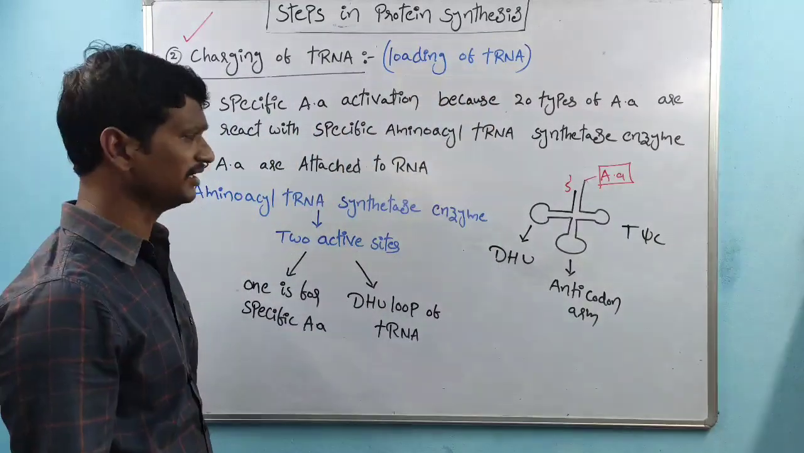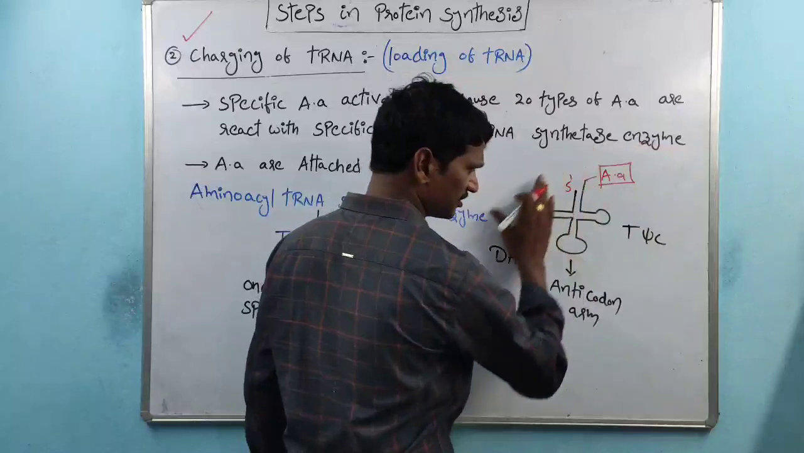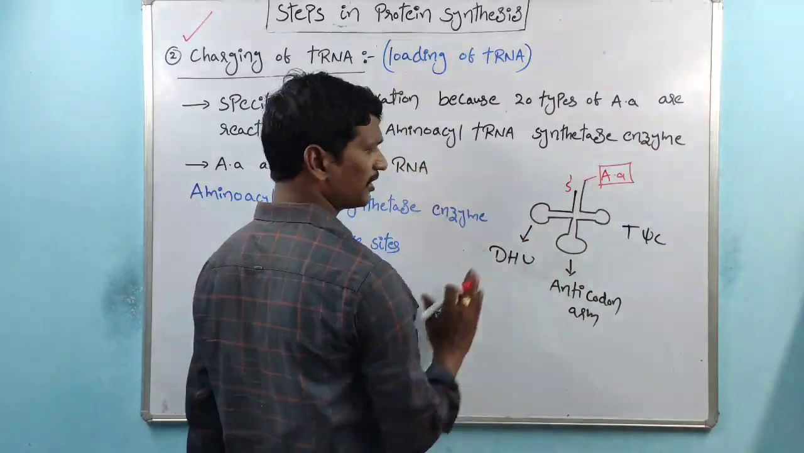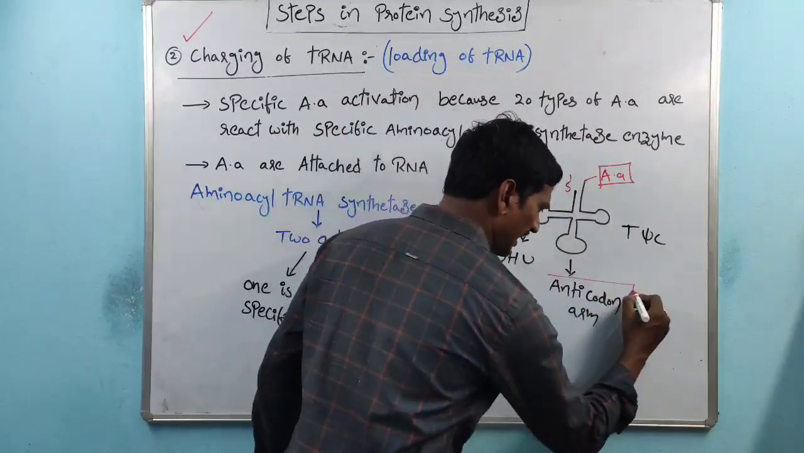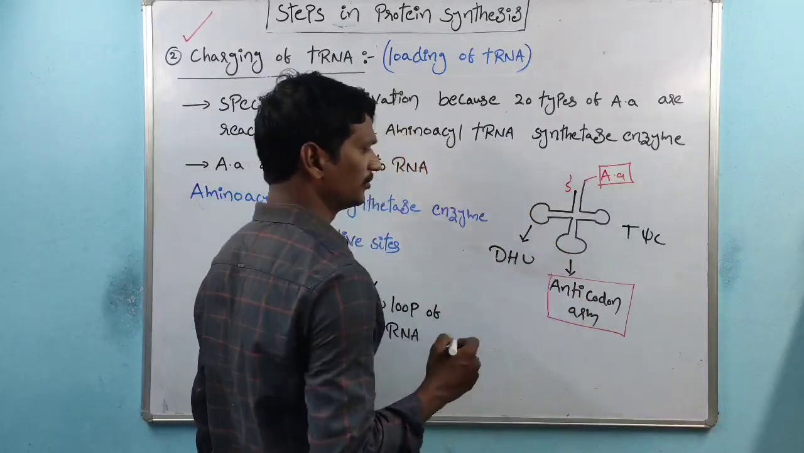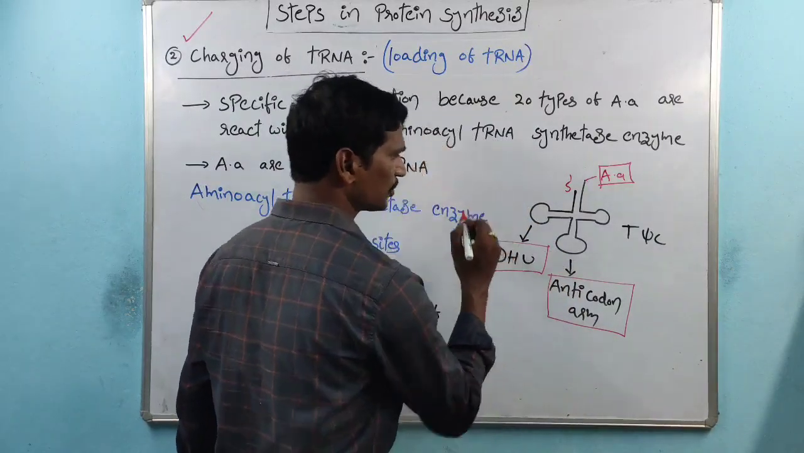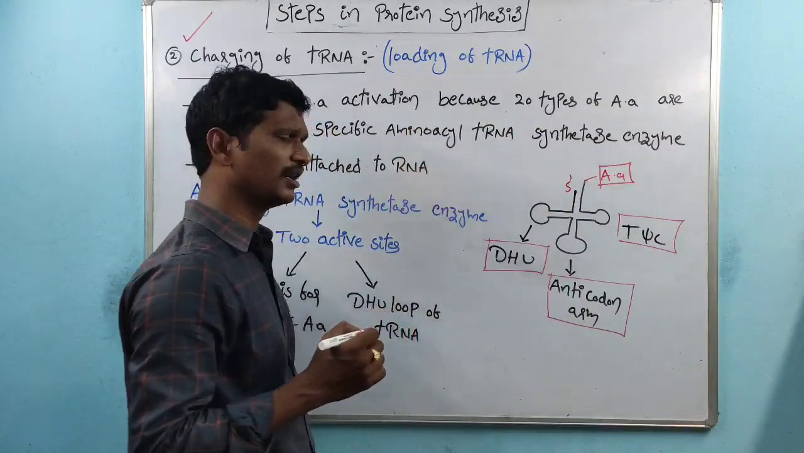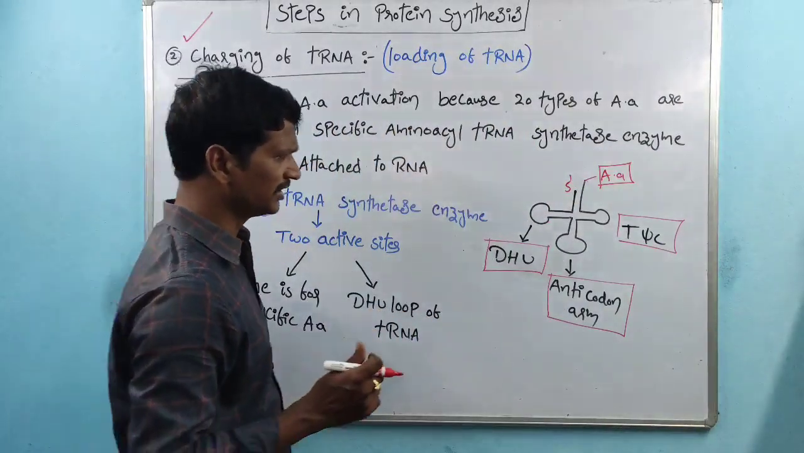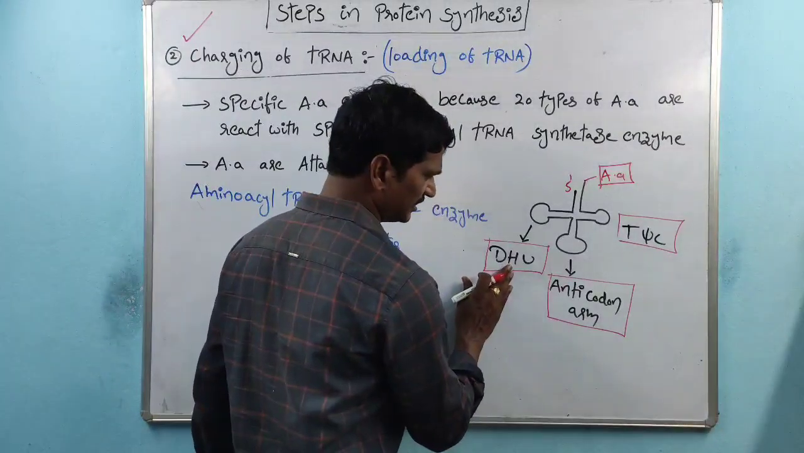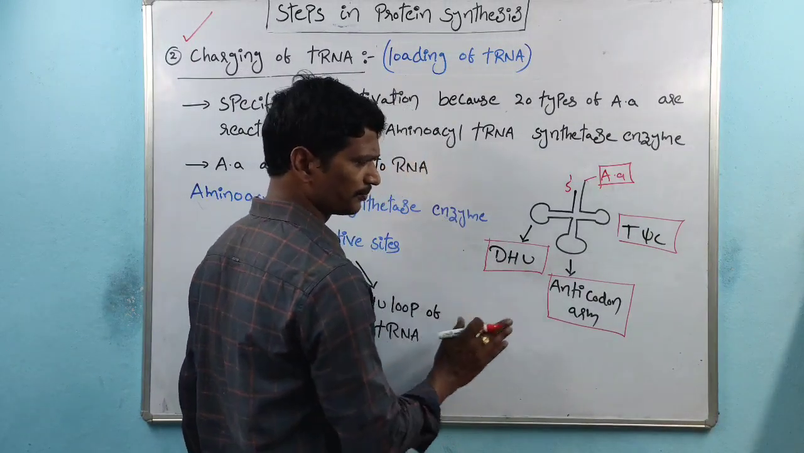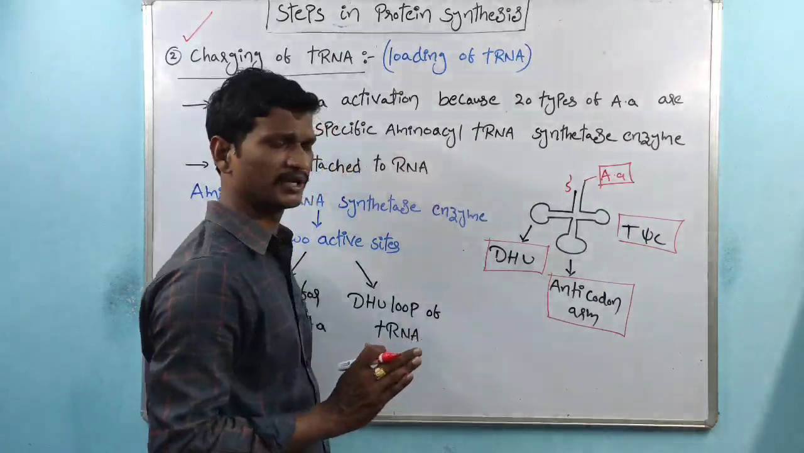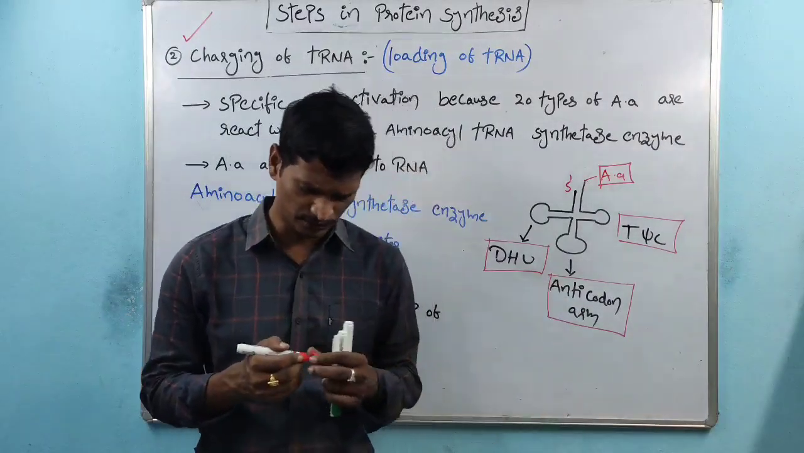So this is about the tRNA, and the parts are there. This is the anticodon arm. This is the dihydrouracil arm, and the T-C arm. Here is the DHU arm and the anticodon arm. Remember, I would like to ask one question here.